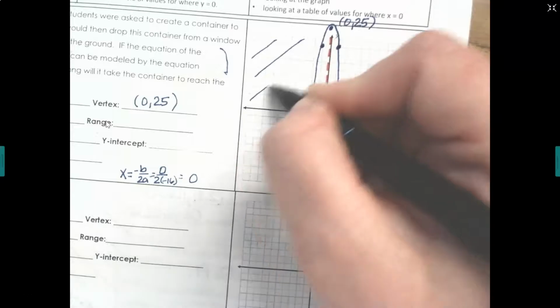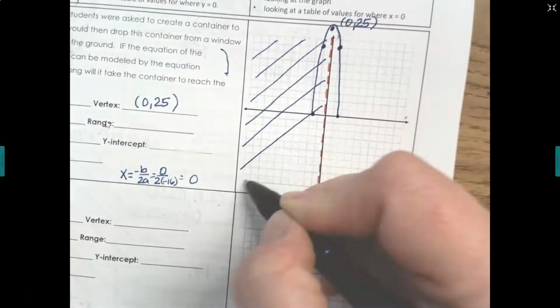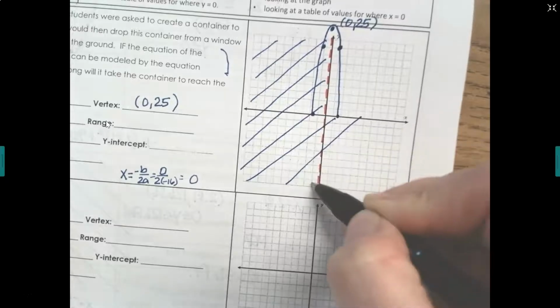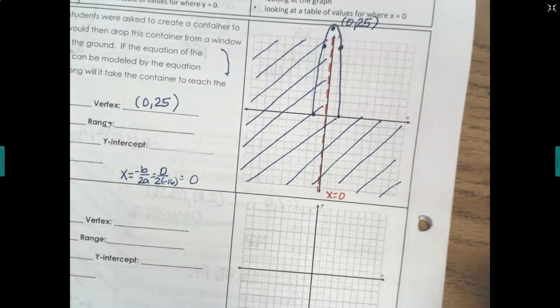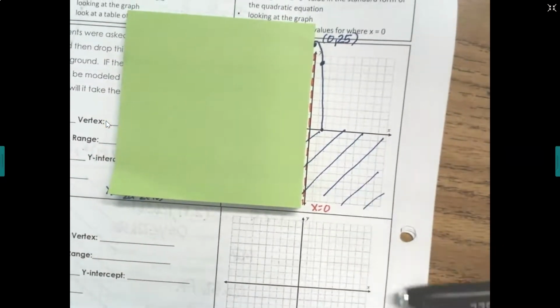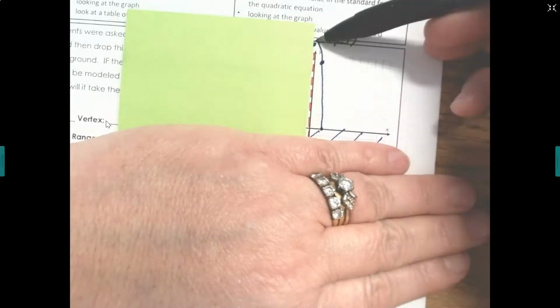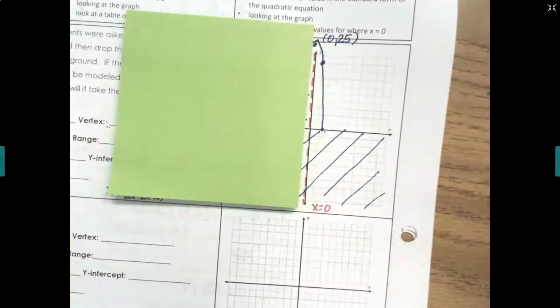What I want you to do is cross off all of these other quadrants except for the first quadrant, because we're not going to talk about anything in them. We're only going to talk about what we see in the first quadrant. I'm going to cover this up to help us see it a little better. That is the only part we're talking about, from where they were on the ladder at 25 feet, when they dropped their egg until it hit the ground.